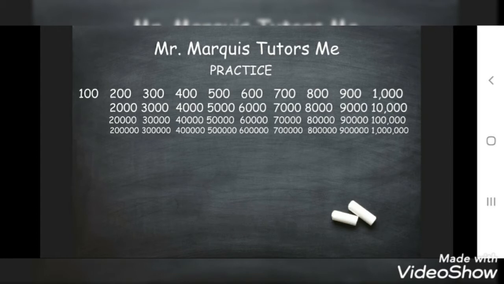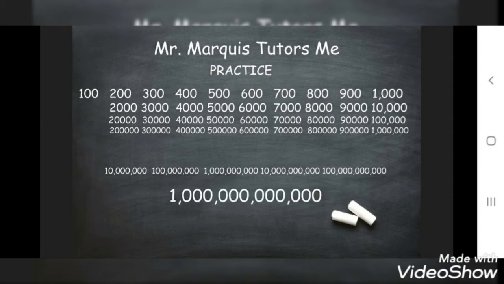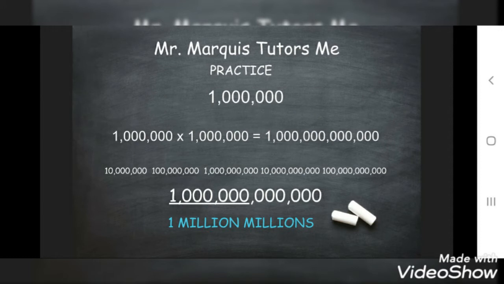Because 100,000 times 10 is a million. Just like 1,000 thousands is a million. 100,000 times 10 is 1 million. Times 10 is 10 million. Times 10 is 100 million. Times 10 is 1 billion. Times 10 is 10 billion. And then you have 100 billion. And after that, it is 1 trillion. Yes. 1,000 billions is just like saying 1 trillion. A million millions is just like saying 1 trillion.